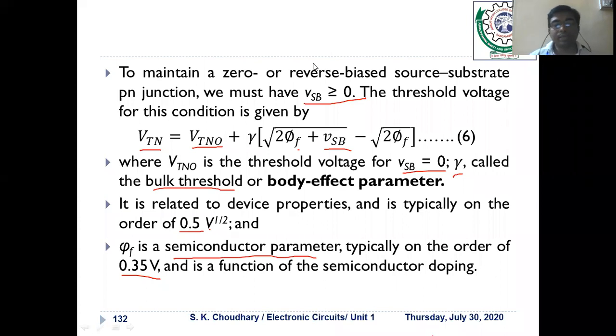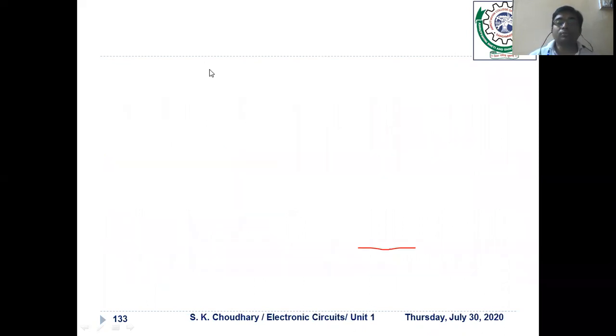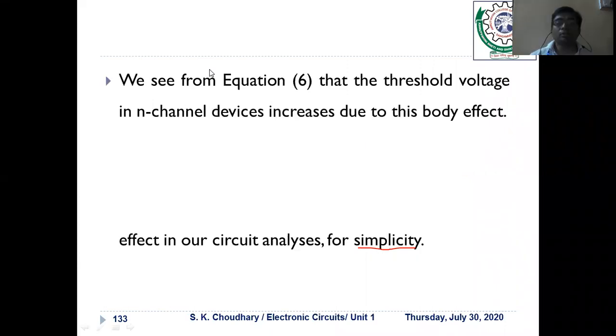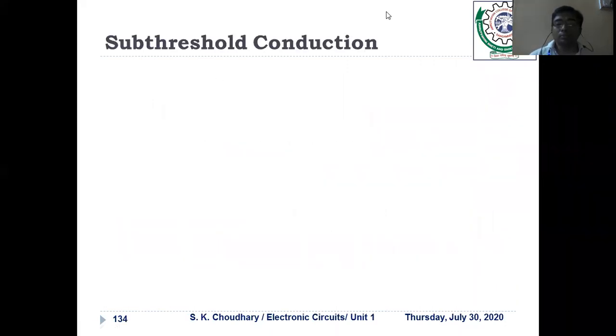So in this way, we have seen all aspects of the body effect. Here the threshold voltage depends upon the voltage VSB. If VSB is 0, the threshold voltage becomes a constant parameter. Now we have to see the next non-ideal characteristic of the MOSFET, which is sub-threshold conduction.